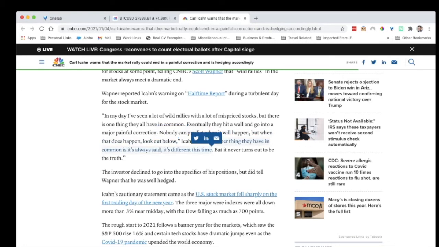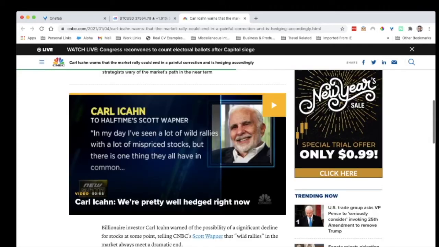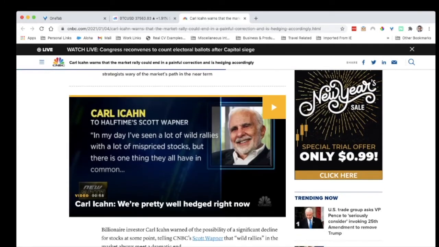So that's a little bit on what Carl Icahn is talking about here. He's cautioning everyone and saying that even he is starting to hedge his position. He's not talking about what exactly he's doing, but he's definitely doing something. So when the very successful elephant and whale investors start hedging their positions based on this kind of thing, it's something to take note of. Keep your stops very tight.